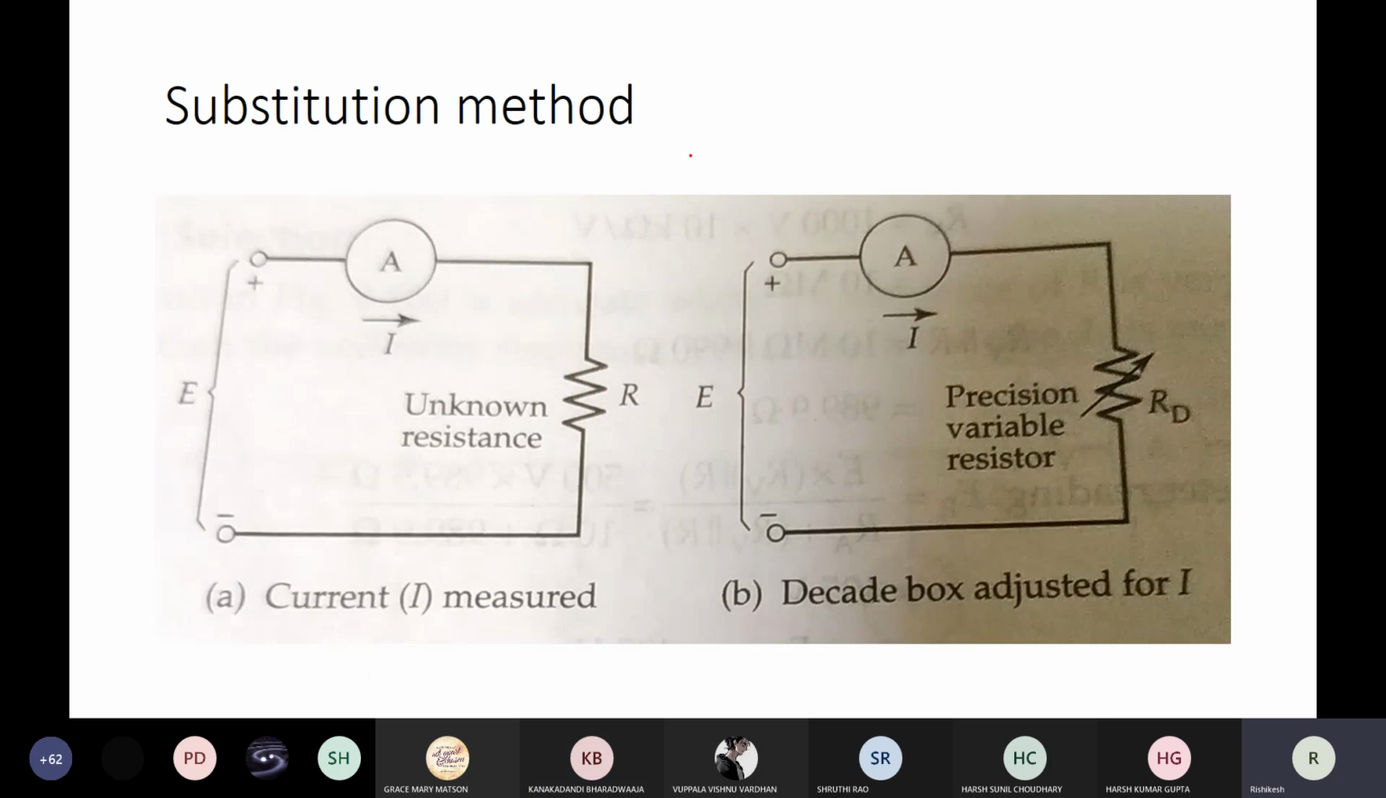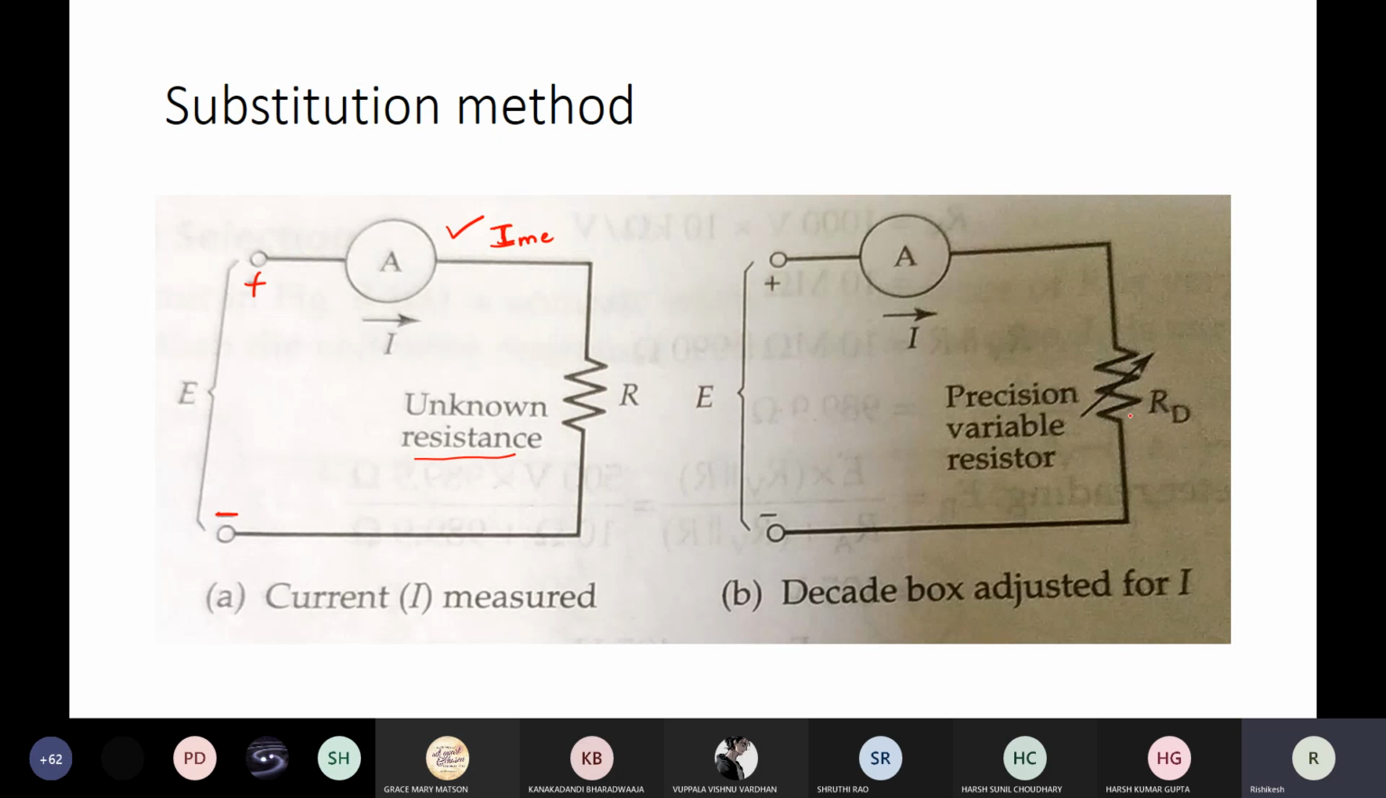Another approach, apart from voltmeter ammeter method, is substitution based method, which can be taken if you have enough material available with us. So here also you have some fixed voltage E applied across the resistors and ammeter connected in series. Now here the unknown resistance is first placed, and then you note down the current I which is measured. So let's say IM is a measured current. Some value. We are not bothered about what value it is.